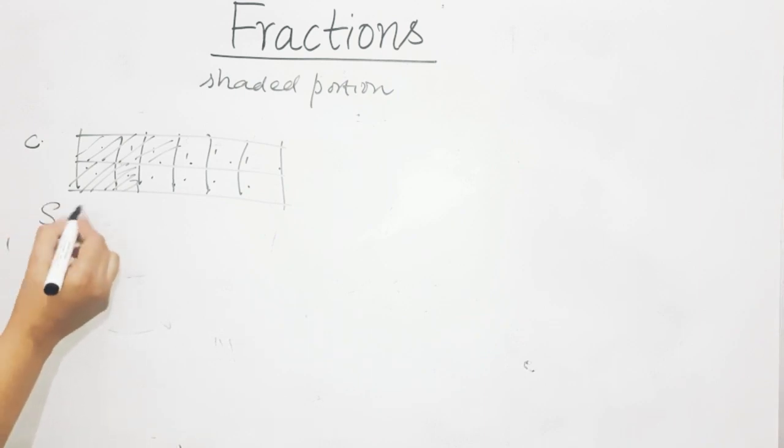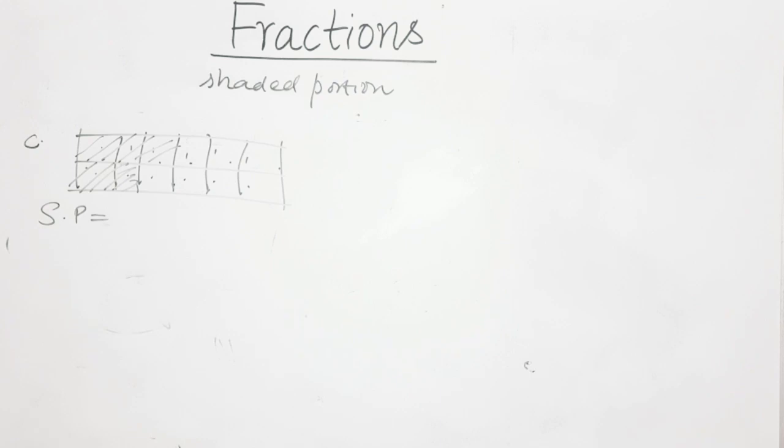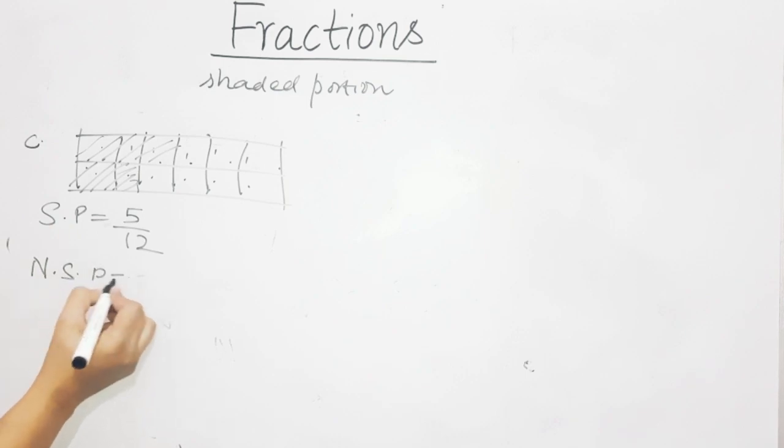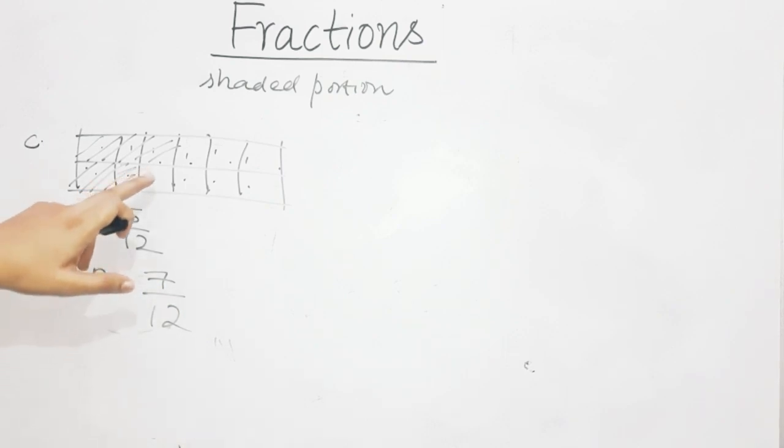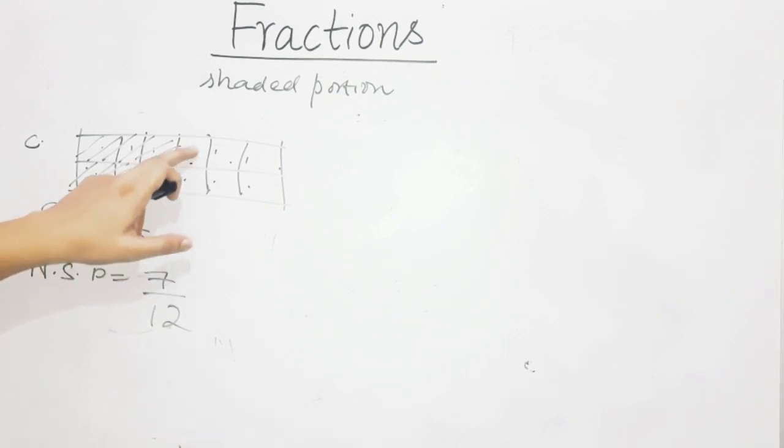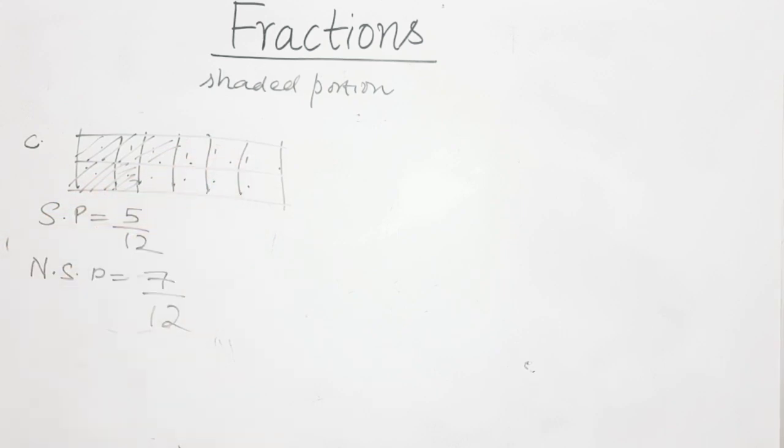Reply your answers in the comment section. Pause the video, reply your answers. It is 5/12. Coming to the non-shaded portion, what is the non-shaded part of the fractions of the figure given below? The non-shaded one is 7/12, because there are 7 parts which are not shaded. 1, 2, 3, 4, 5, 6, 7. I hope all of you are clear now.